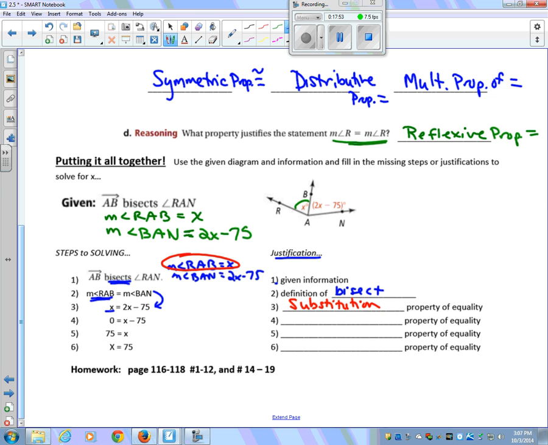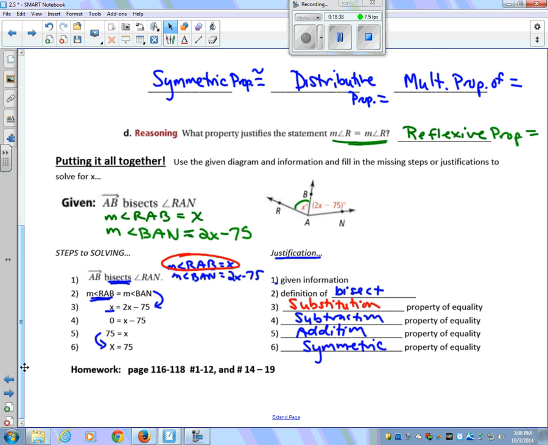Now we're going to subtract X from both sides to get 0 equals X minus 75. So that's the subtraction property. Let me add 75 to both sides. Addition property of equality. Now look what happens from 5 to 6. Which property says 75 equals X? Therefore, we can switch them around and make X equals 75. Symmetric property of equality.